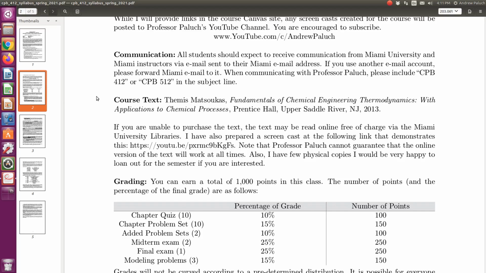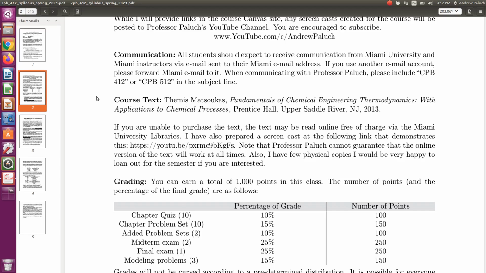Now I'll supplement that with lots of screencasts and supplemental notes, but we'll follow the text, and the text is a very good resource. It's a required text, and that'll be an essential part of the course.